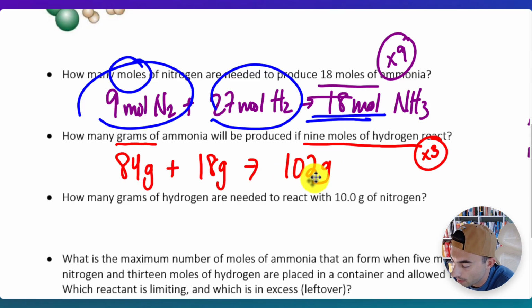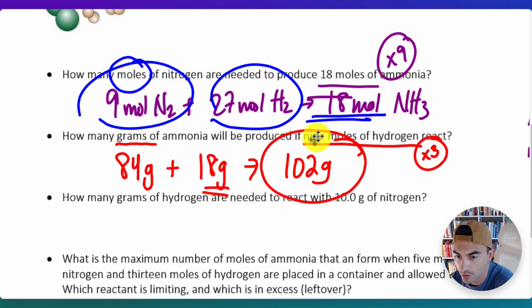So how many grams of ammonia will be produced if 9 moles of hydrogen react? Here's my 9 moles of hydrogen represented in grams, but that's equivalent to 9 moles, right? Each mole is 2 grams, 9 moles, 18 grams. How many grams of ammonia will be produced? 102.